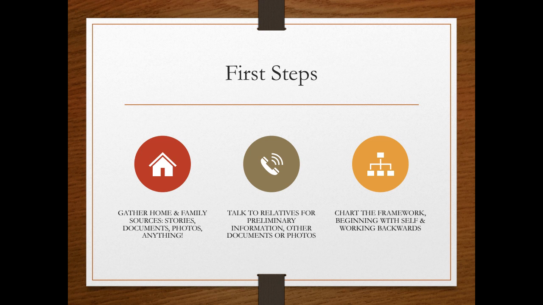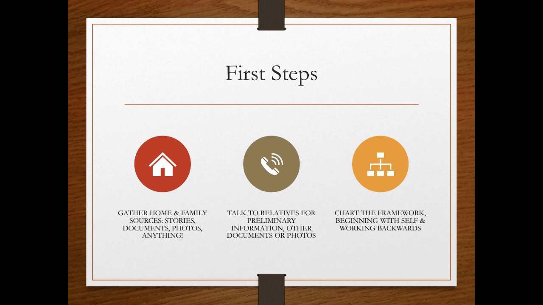So the first steps for any genealogist or researcher wanting to do family research, whether it's yourself or somebody you're helping who's walked into your library. The first thing you want to make sure they either have done or are ready to do is know what they already have. So start at home, gather any family sources they have: the stories, the documents, the photos, anything they already have themselves.